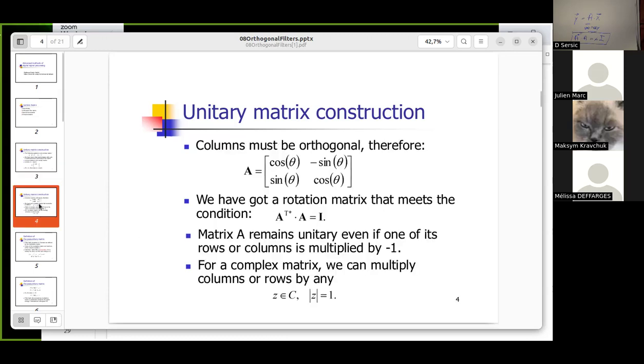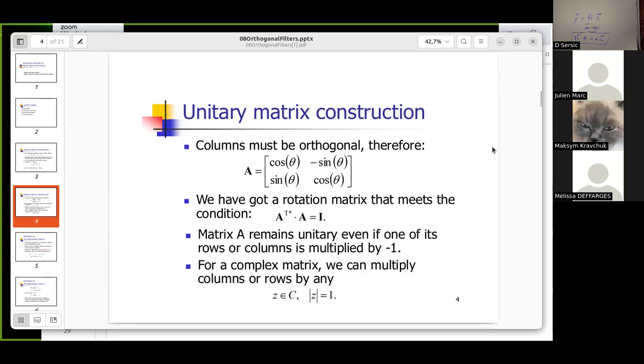And of course, in the second row, columns must be orthogonal, so you must put minus sine and cosine of theta. You can easily check that such a matrix is unitary, and it actually represents a rotation. If you multiply some vector with such a matrix, the result will be a vector that is rotated by the angle theta. You can put any theta and everything is going to be fine. Obviously, rotation does not change the length of the vector, and it works fine.